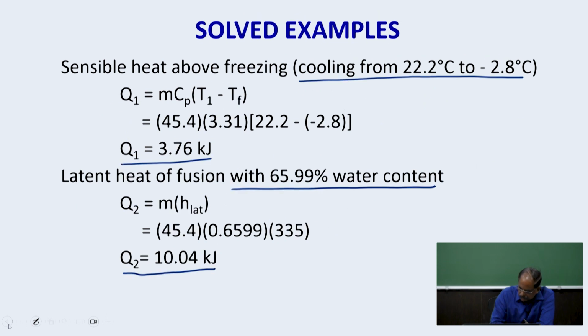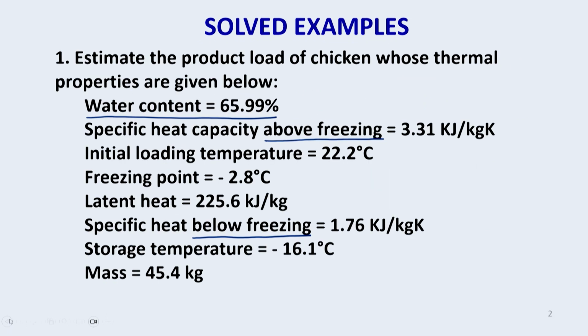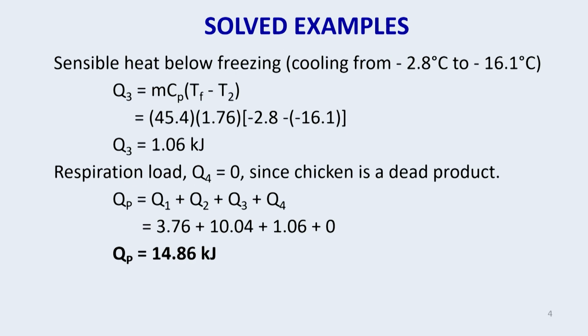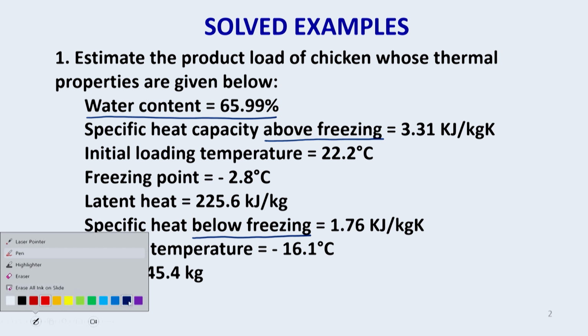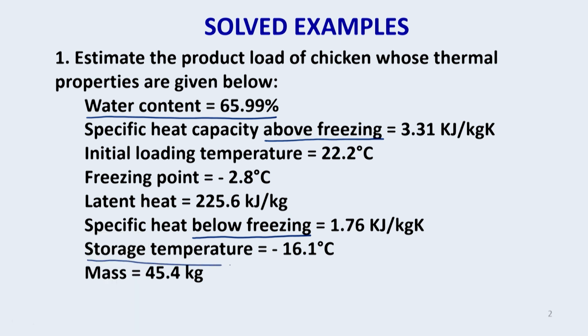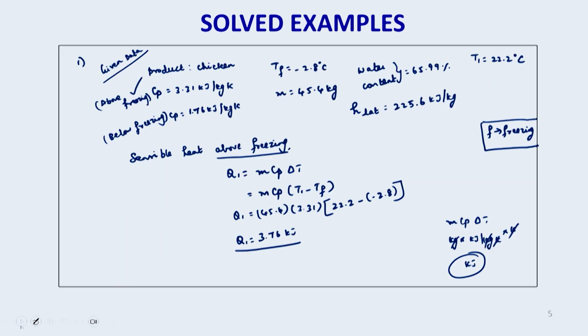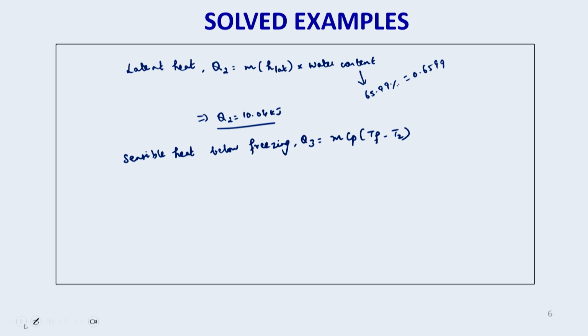T2 is given, that is from freezing to minus 16.1. So that temperature is also given in the numerical question, that is the storage temperature. So this is T2. Let me write it here also. T2 is minus 16.1 degree centigrade. So substituting the values, we'll get M is equal to 45.4.